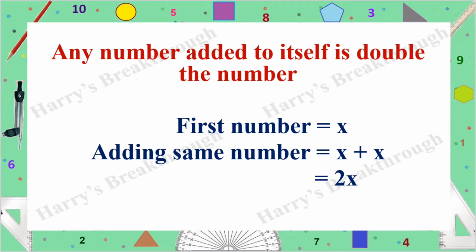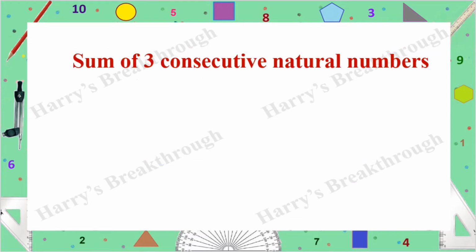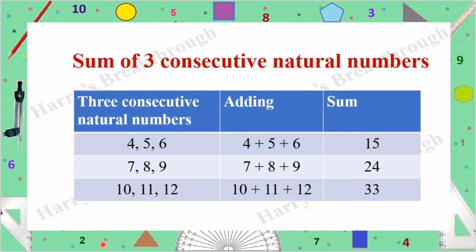Let's look into another problem. Sum of three consecutive natural numbers. So first, let us check this in terms of some numbers. So let's draw a table. The first column, three consecutive natural numbers, the second column, adding these three numbers, and the third column, its result or the sum. So let's take first example as 4, 5 and 6.